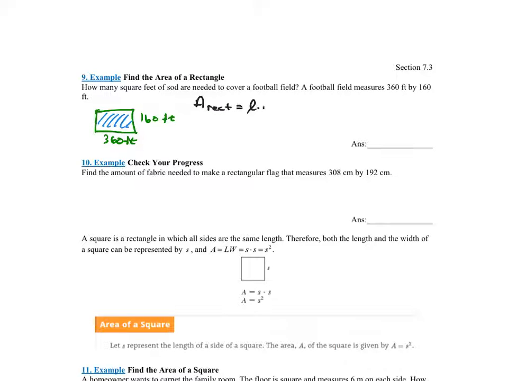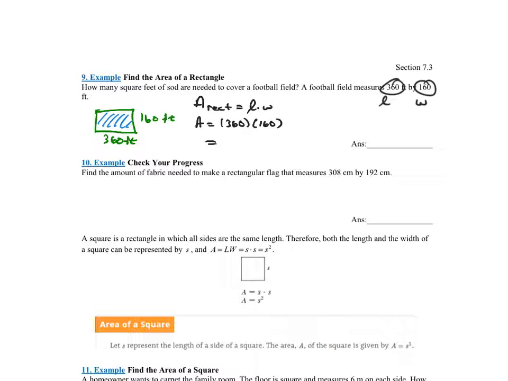We know that that formula is length times width. We're given 360, which is the length. We're given 160, which is the width. So I've now written down the formula, area equals length times width. I've identified the variables, length is 360, W is 160. So let's plug it in. The area would be length, which is 360, times the width, which is 160. Multiply those two numbers together and let's see what you get.